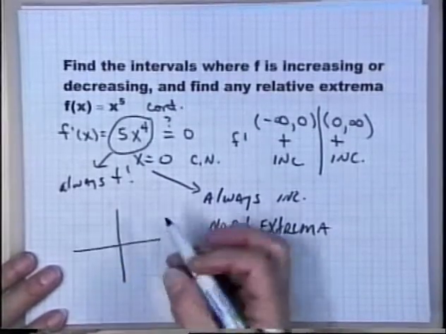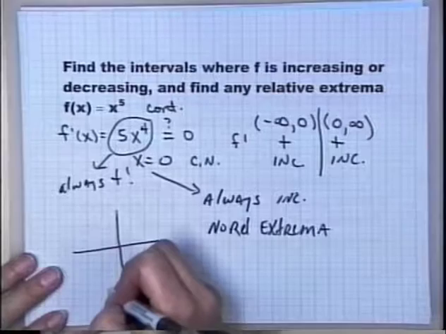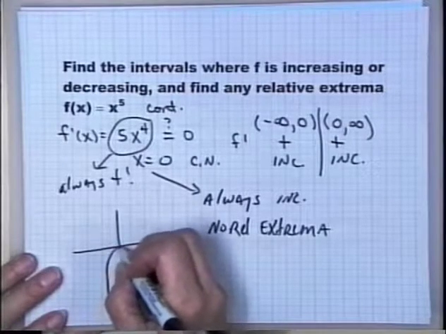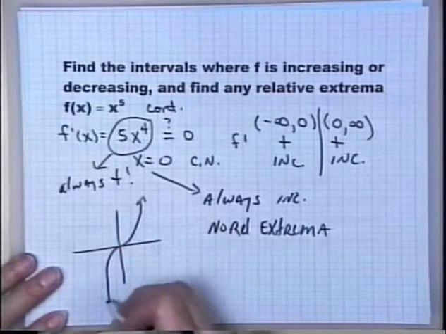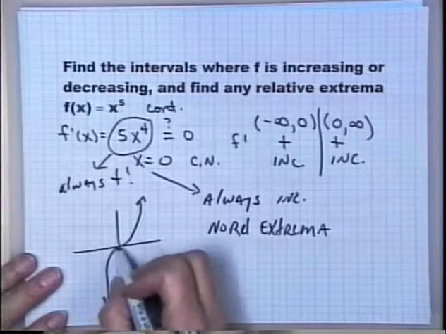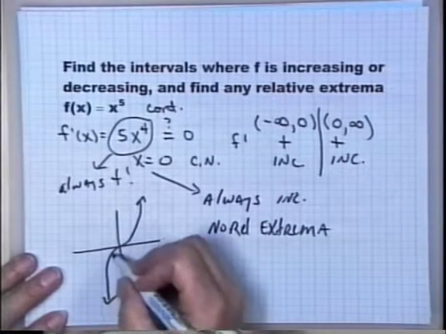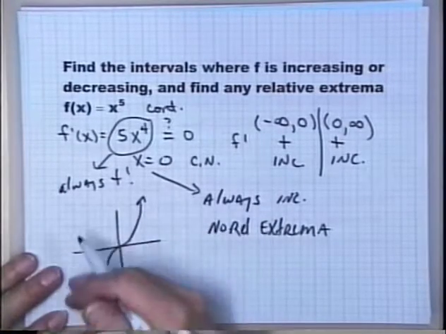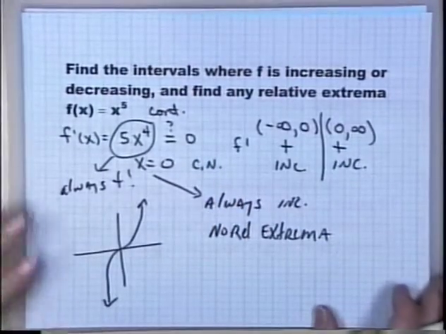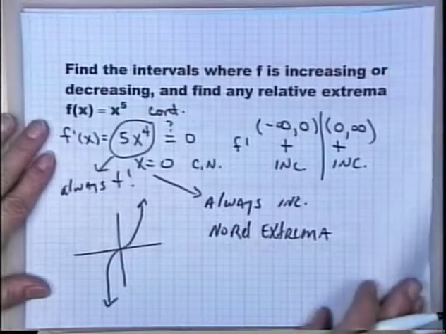Actually, this graph looks a lot like y equals x cubed. It does something like this. So it sort of levels off in here, but it increases the whole way, moving from left to right. We're always going up, and there's no minimums or maximums here.